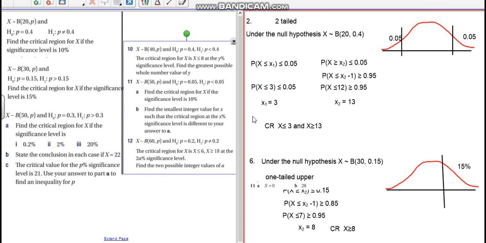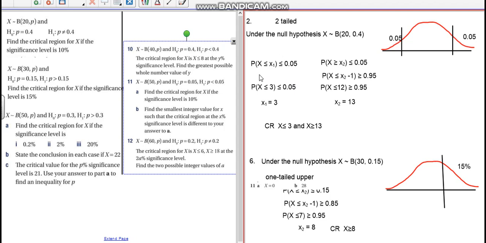Okay, so these are the solutions. I've got it on dual page so I can see the questions. On number 2, the null hypothesis was 20 and 0.4, and we're just asked to find the critical region. Again, I've given the lower end a value, called it x1, and the upper one x2. That's my only discrepancy really.